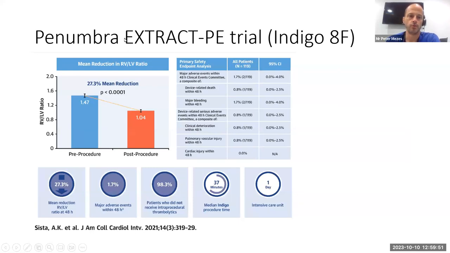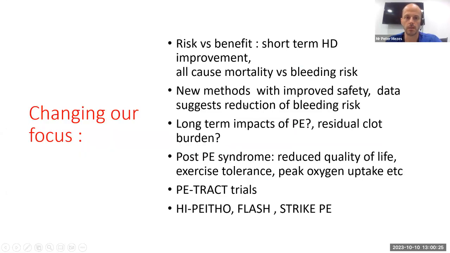The Penumbra Indigo system also came out with their first results in the INDIGO trial. And we have to mention that was already the older version, with an 8 French catheter used and no computer-aided aspiration control. And that also showed similar, very good hemodynamic improvement and a very good safety profile, with only 1.7% major adverse events within 48 hours.